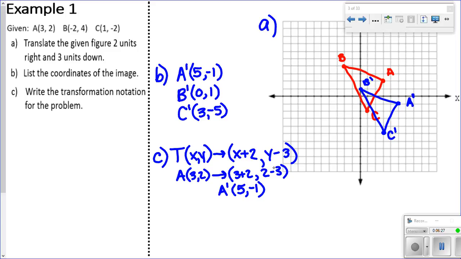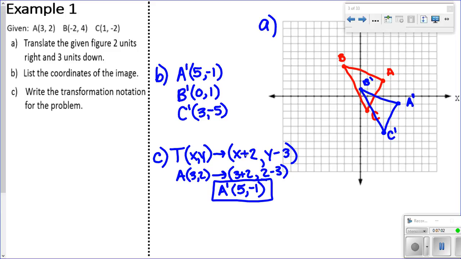So this transformation notation acts like a function. So if I input the original point, so when I put in A was 3, 2, so the X value was 3 and the Y value was 2, if I plug that into this function, that gave me the image point of A, so A prime. And you could do that with all of them. If you plugged in B here, that'd be negative 2 plus 2, which was 0, and then 4 minus 3, which was 1.